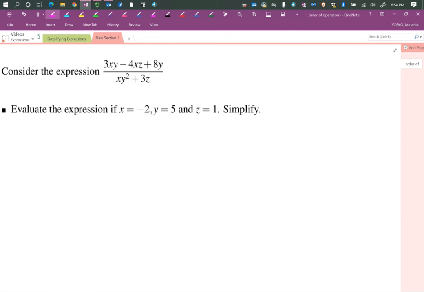Okay. Consider the expression 3xy minus 4xz plus 8y. The whole thing is divided by xy squared plus 3z. Evaluate the expression if x equals -2, y equals 5, and z is 1. So again, we're going to replace every x with -2, every y, we're going to write 5 instead, and every z will have 1 instead.